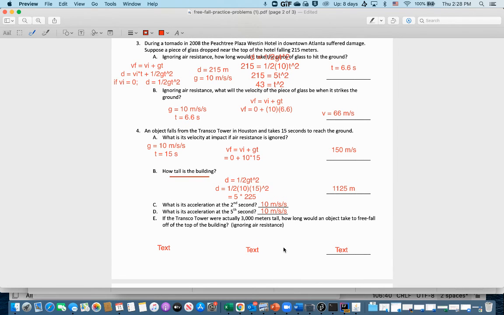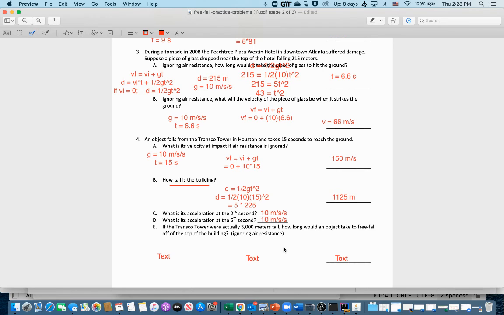All right, let's do one more together here. This is part of the homework. There's a little more, but I'm going to just work this, and hopefully you can start to catch on and feel more comfortable with it. If the Transco Tower were actually 3,000 meters tall, how long would it take an object to free fall off the building, ignoring air resistance? So in this case, my distance is equal to 3,000 meters. My gravity is still 10 meters per second squared. And then I just want to solve for time. If I'm dropping it, the initial velocity is 0.